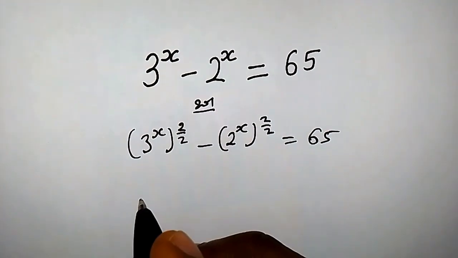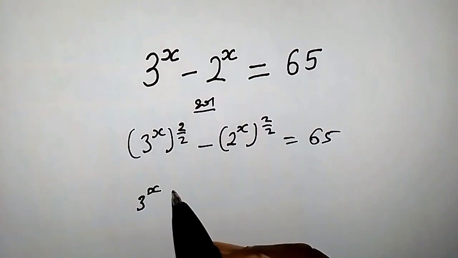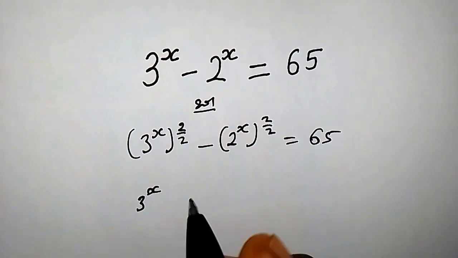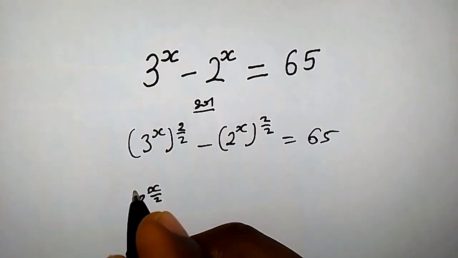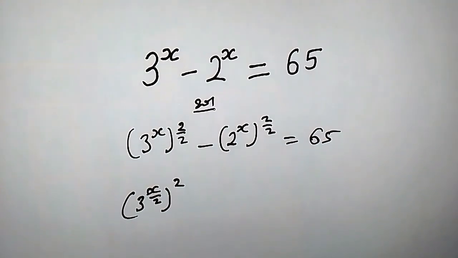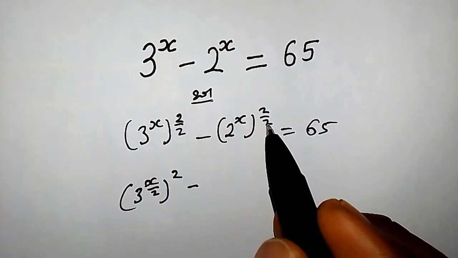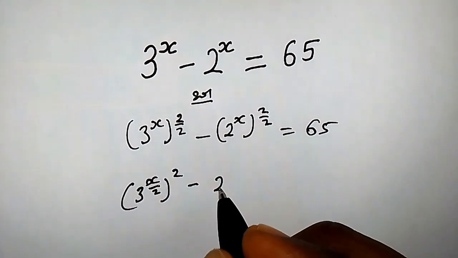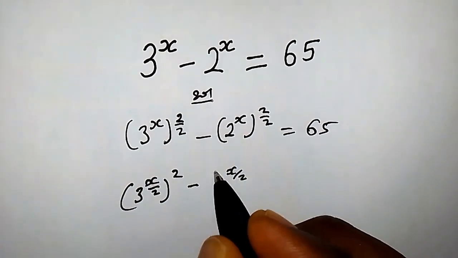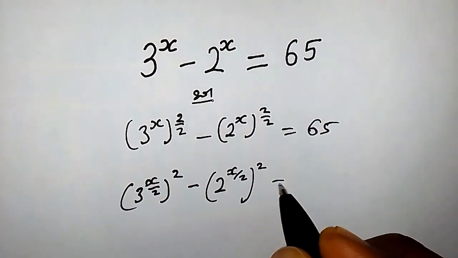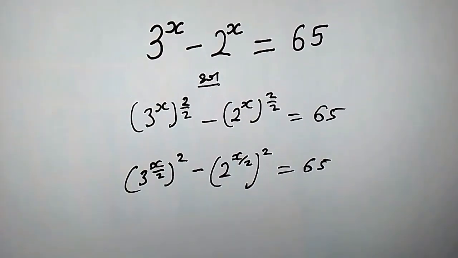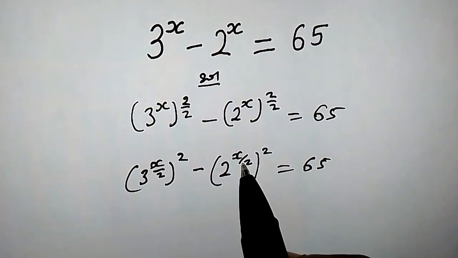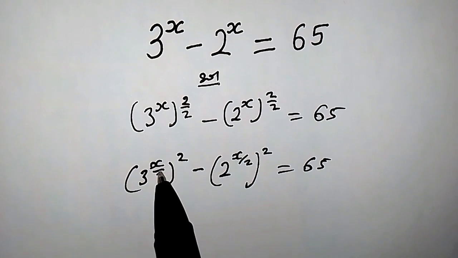So now we have 3 to the power of x. Let's take this half inside. So we're going to have 3 raised to power x over 2 times 2, minus. Likewise, we are going to take this half inside. So we're going to have 2 raised to power x over 2, all squared, equals 65. Nothing has changed because 2 times x over 2 gives x, and 2 times x over 2 also gives x.